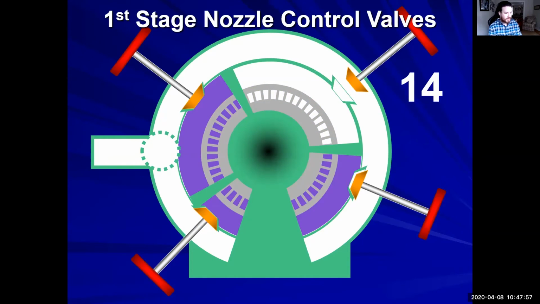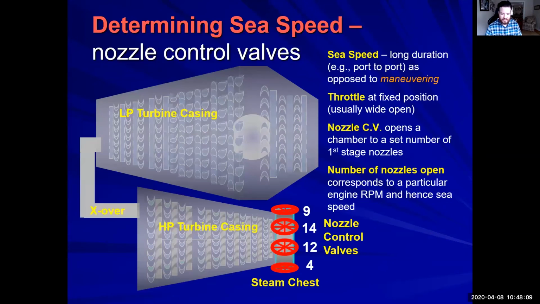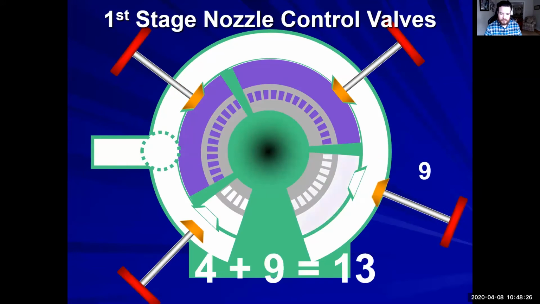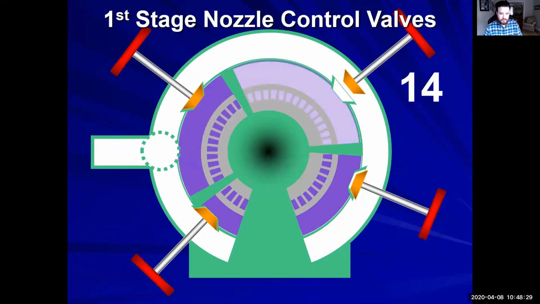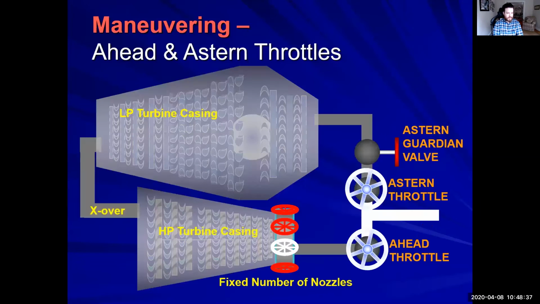Remember, these correspond to a specific RPM. So in order to gain a certain RPM, we can utilize these nozzles that have different numbers to them. The 9, the 14, the 12, the 4, we can create different RPMs utilizing those nozzle numbers. Does that make sense to everybody? Okay, cool.